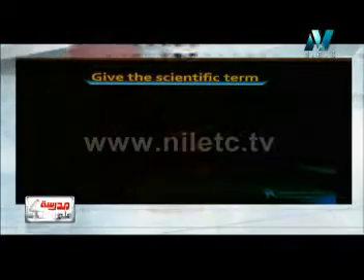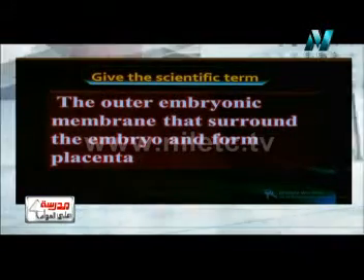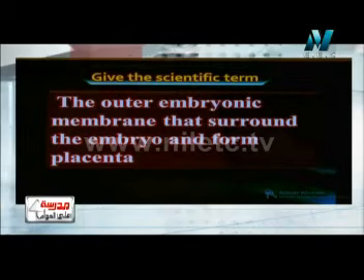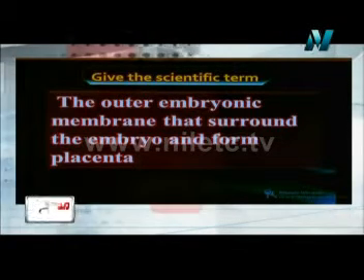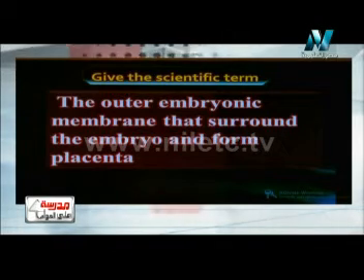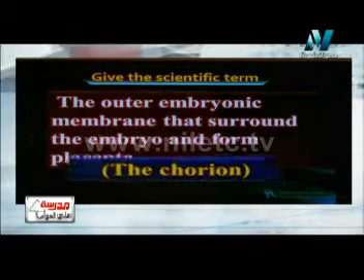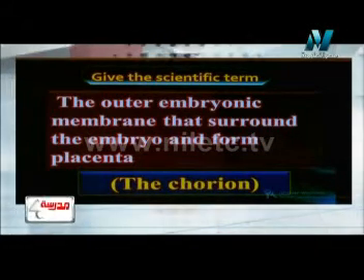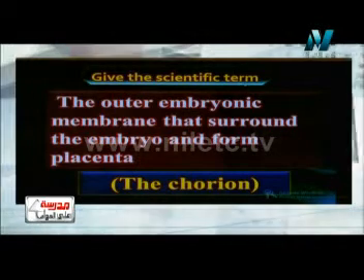The next question. The outer embryonic membrane that surrounds the embryo and forms the placenta. The outer membrane that surrounds the embryo is the chorion. The edges of the chorion are connected together to form the placental villi.